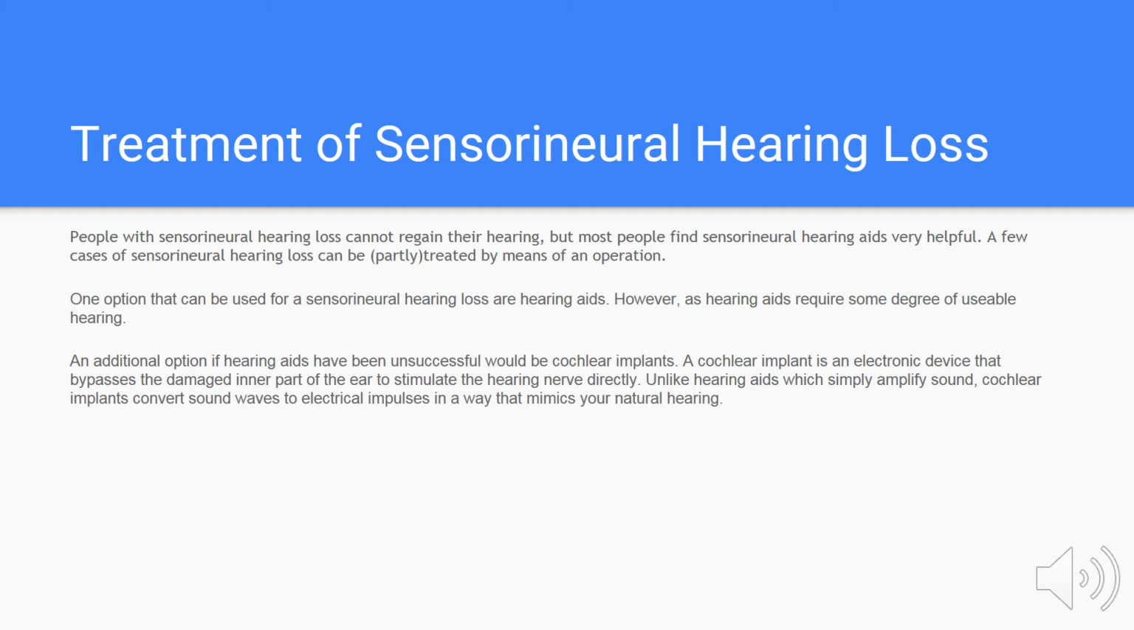Since a sensorineural hearing loss is irreversible, it is important to look at different treatment options. One of the options would be a hearing aid. Hearing aids do, however, require some level of usable hearing. Another option for this type of hearing loss would be a cochlear implant. This is an electronic device that bypasses the damaged inner ear and stimulates the nerve endings directly. Hearing aids amplify sound while cochlear implants convert sound waves into electrical impulses.